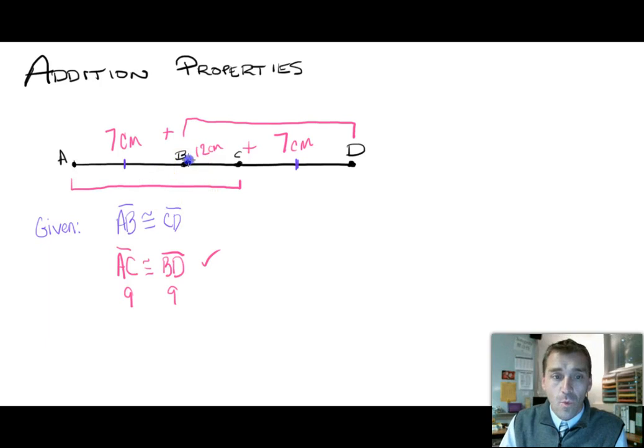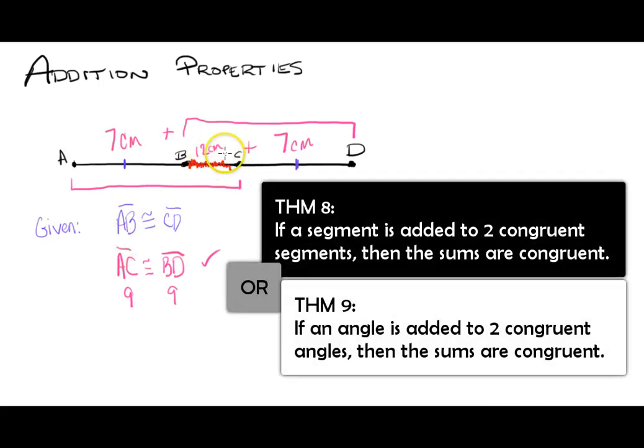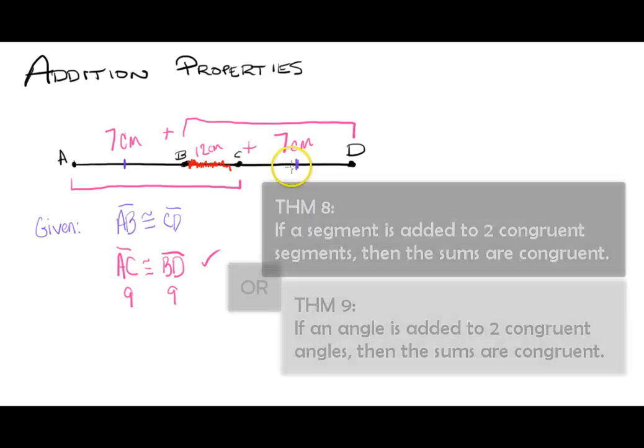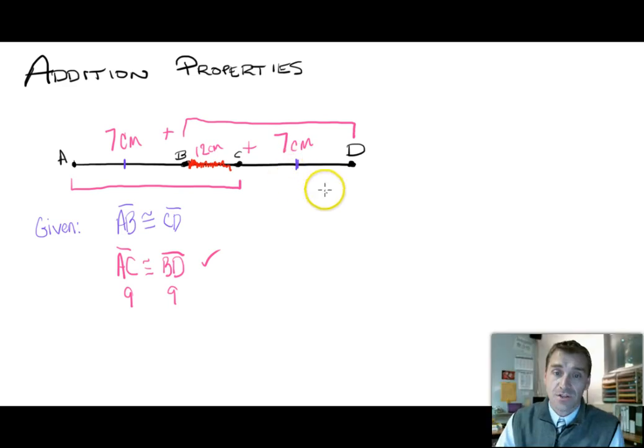It doesn't matter at all what this segment length is here, and it doesn't even matter what CD and AB are. By the way, here is your first theorem for this particular foldable for addition properties. It says the following: if I take one particular segment and add it to two congruent segments, then their sums are actually congruent. So there is your first theorem. You take one thing and add it to two existing congruent things. That makes bigger things that are congruent.